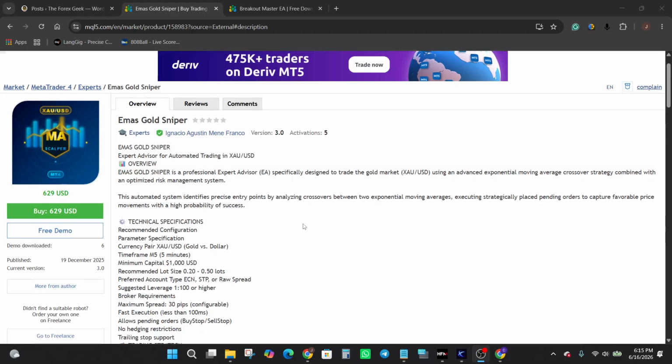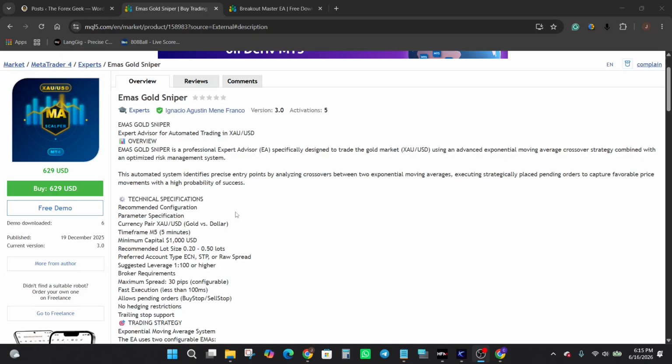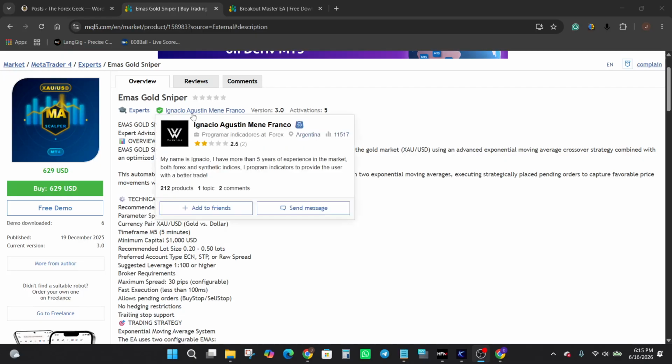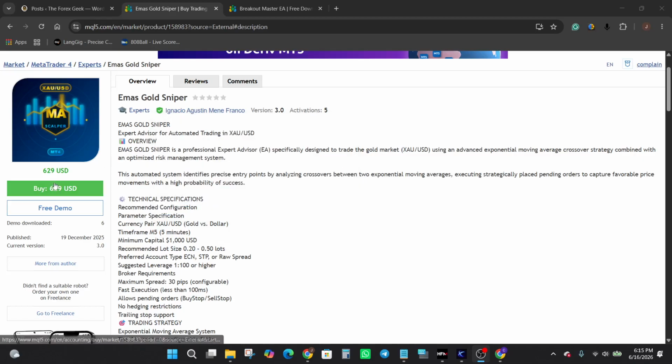All right, so starting with the Marketplace page, we can see that EMAS Gold Sniper is developed by Ignacio Agustin Mene Franco. The EA is currently listed at 629 US dollars, supports MT4, and the version shown is 3.0 with 5 activations available. Looking through the description, this expert advisor is specifically designed for trading XAU USD, which is gold, versus the US dollar.